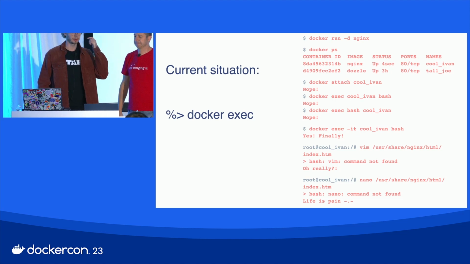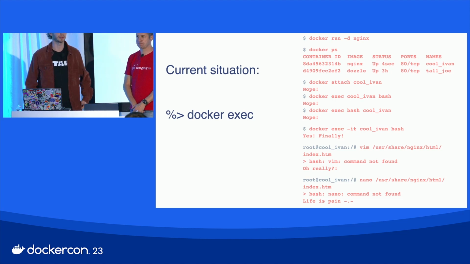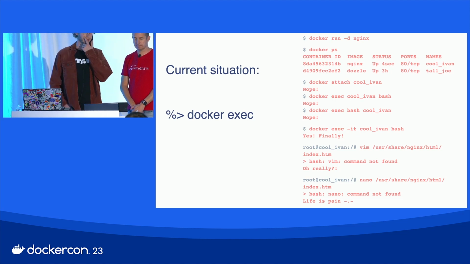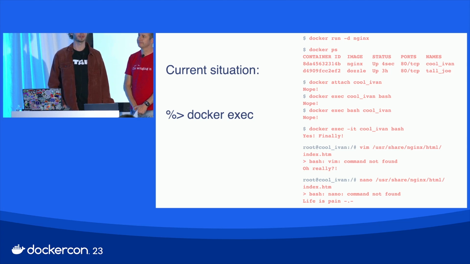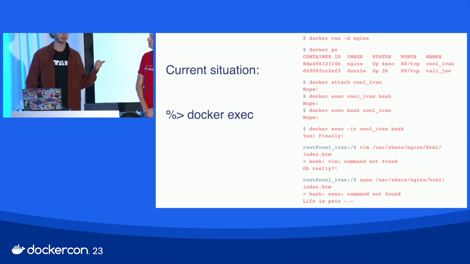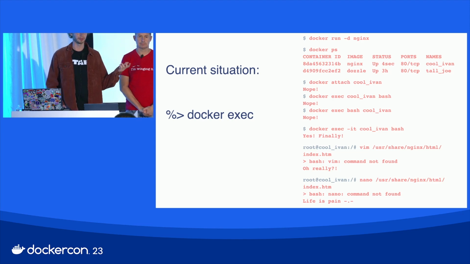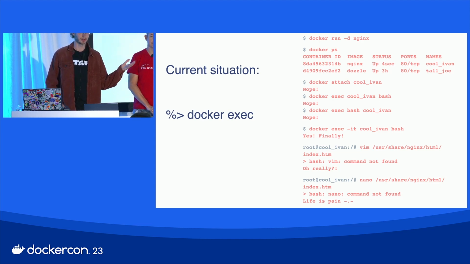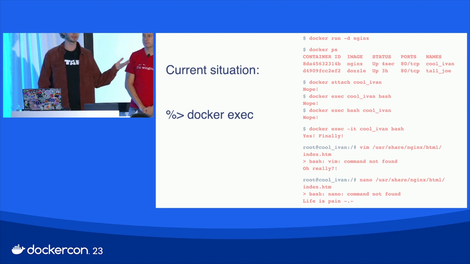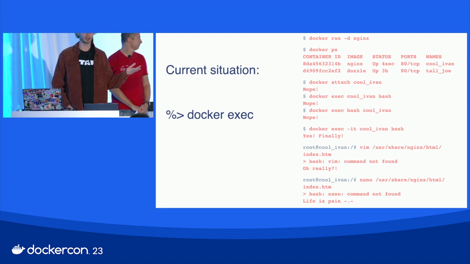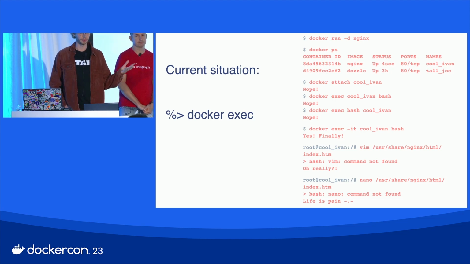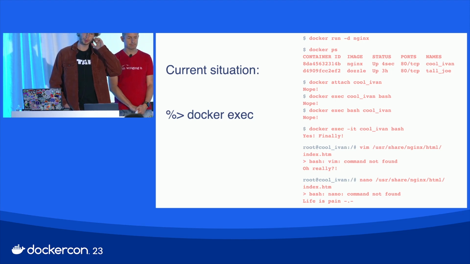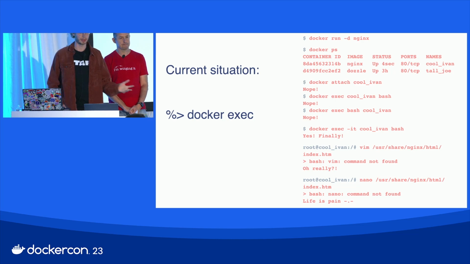So this slide kind of reflects the current situation when you have to debug with Docker exec. And I believe those who yesterday saw Ivan in the keynote remember when he got a shell in the container and then tried to use Vim. It's not there. You try to use Nano. It's not there. Then you check for HTOP. So a lot of tools that you would want to use when you want to debug containers, they aren't there.